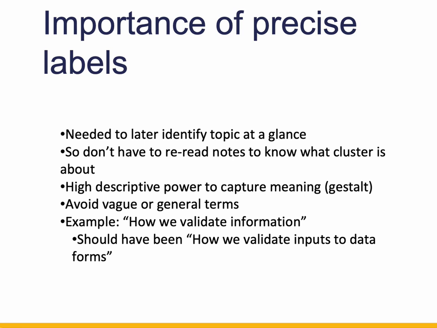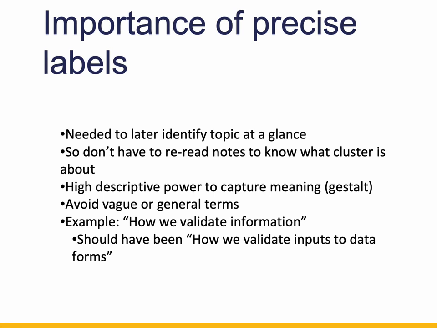As we're talking about the construction of our WAD, I'd like to reiterate the importance of precise labels, because the way this is used later on in the process, there's a need to identify the topic immediately, just at a glance. We don't really want to reread notes to know what the cluster is about. We don't want to have to reassign to a group later on. That's why we have these groups and this organization. So the label should have a high descriptive power to capture meaning. And you'll see that book authors refer to meaning as gestalt.